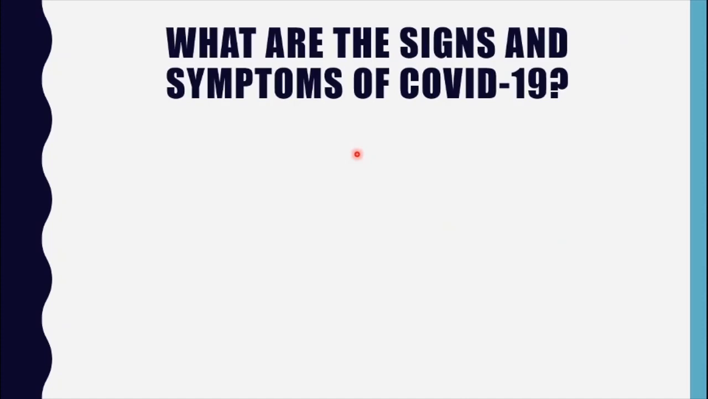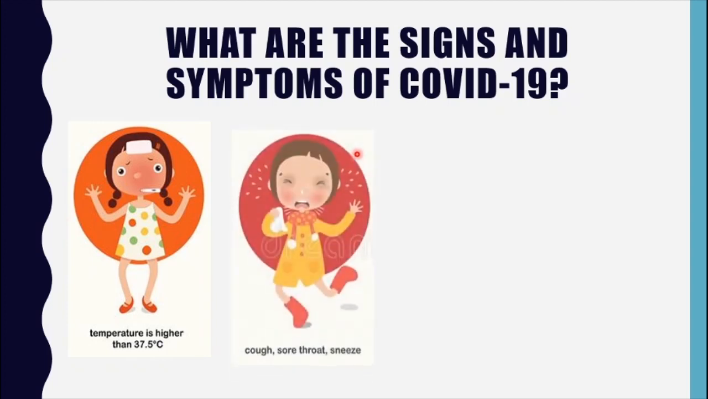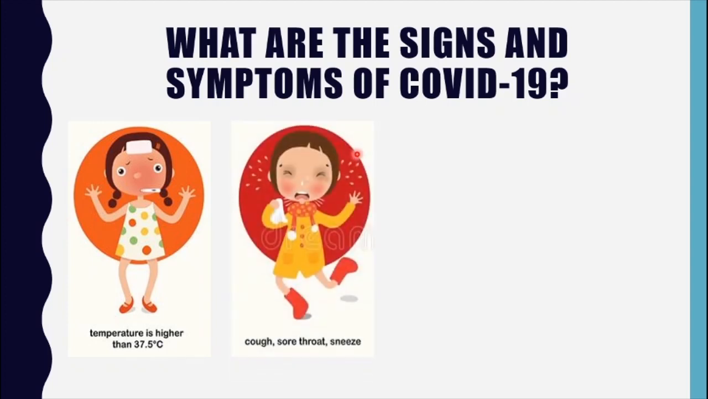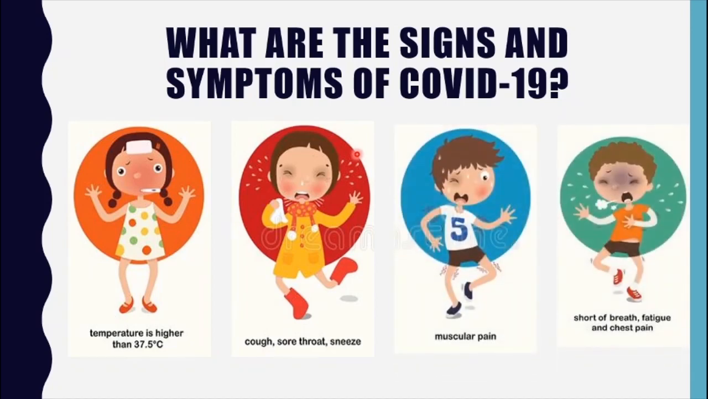So what are the signs and symptoms of COVID-19 when you get infected by this virus? First, when you have a temperature higher than 37.5 degrees Celsius, eventually you will have a fever, cough, sore throat, or sneezing, muscular pain, shortness of breath, fatigue, and chest pain.